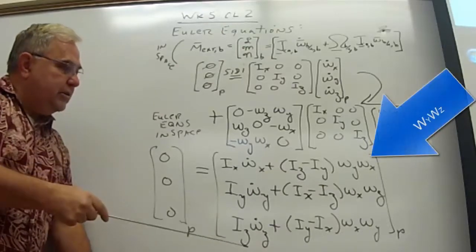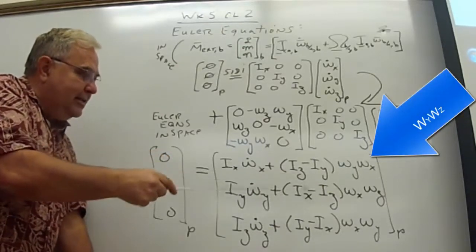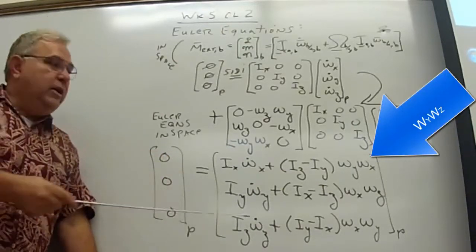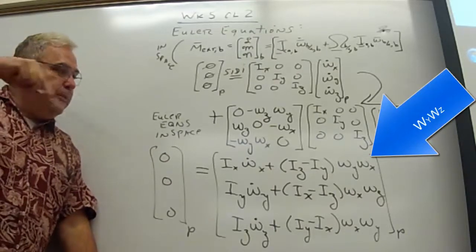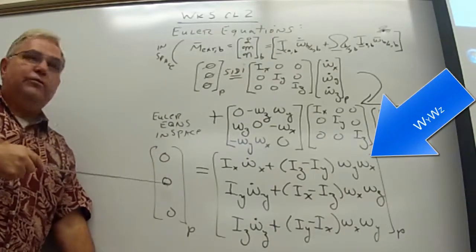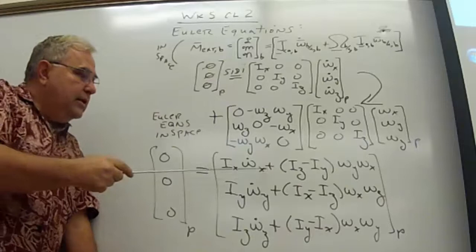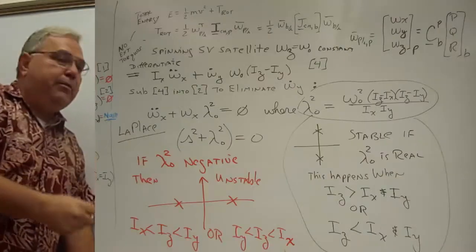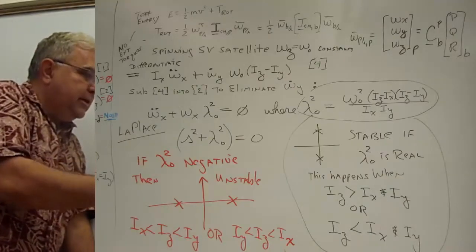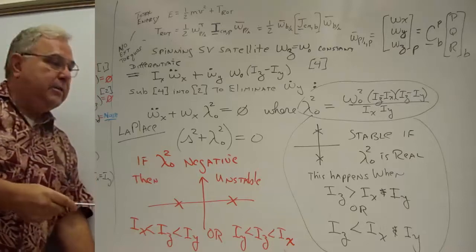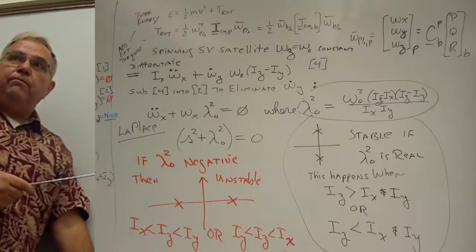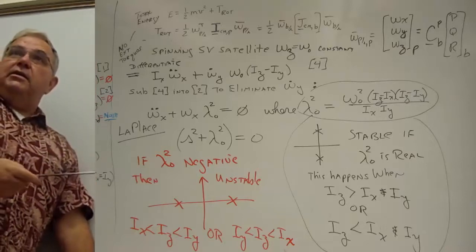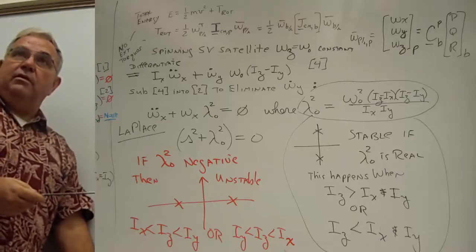In this equation, I had a disk. The question is, would it be stable? If I had a spinning disk here and I had some disturbance of torque, would this set of equations be stable if these were positive, if Ix and Iy were about the same? The answer is yes, it would be stable.